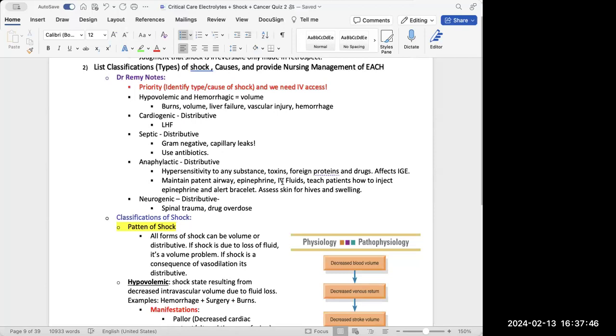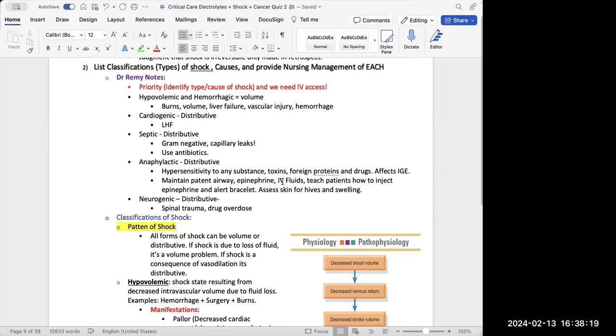So for hypovolemic, we already said this is a loss of volume, right? Because she said patterns of shock can either be volume or distributed. It could be a loss of fluid or it could be a problem where we have vasodilation. Hypovolemic is a volume problem, which we've already talked about a lot. And we could see this in three common instances: burns, hemorrhage, and accidents. It doesn't even have to say accident. If it says a motor vehicle accident, or someone came in with a gunshot wound, think hypovolemic shock.